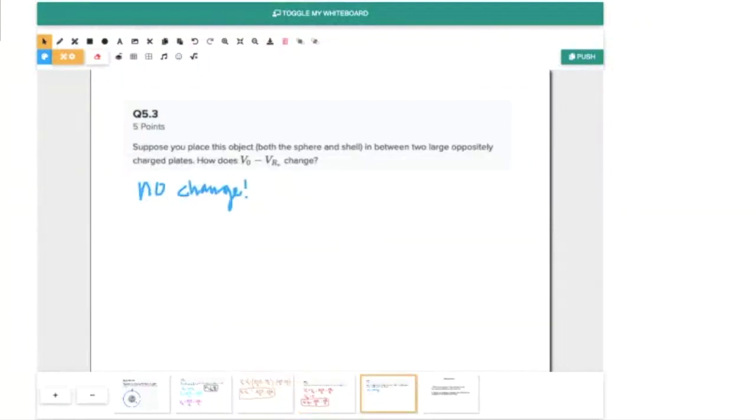In the last part of the question, we are asked to describe what would happen to V0 minus VRA if we place the two objects in between two large oppositely charged plates. There will be no change in V0 minus VRA due to the superposition principle. The potential contributions from the positive and negative plates would cancel out.